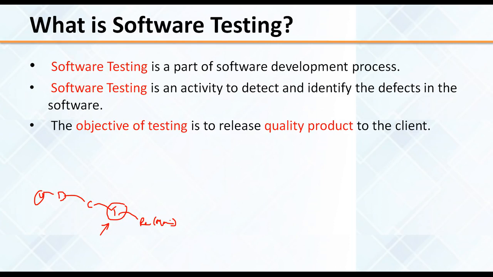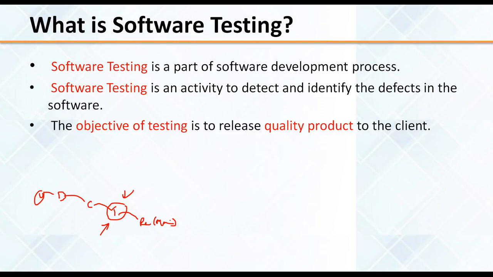So software testing is a part of the software development process. This is one part of the entire development process, and this is one of the phases. And software testing is an activity to detect and identify the defects in the software. So in other words, it is an action that we are going to do as part of software testing.